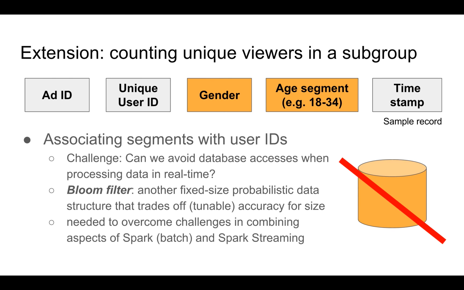In my solution, I used another probabilistic data structure called a Bloom filter to quickly determine whether a user belongs to a specific segment. This structure can be pre-computed and stored on each node, avoiding the need for database accesses.